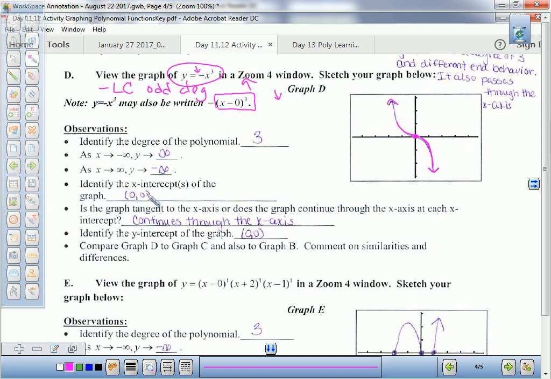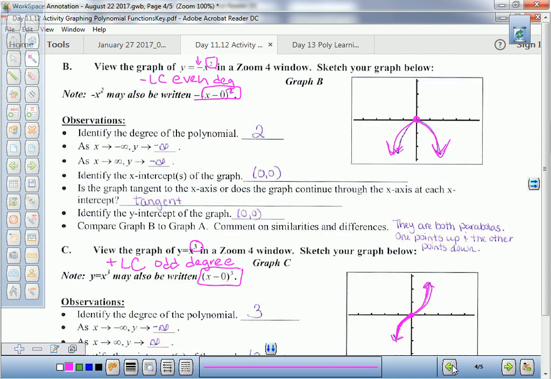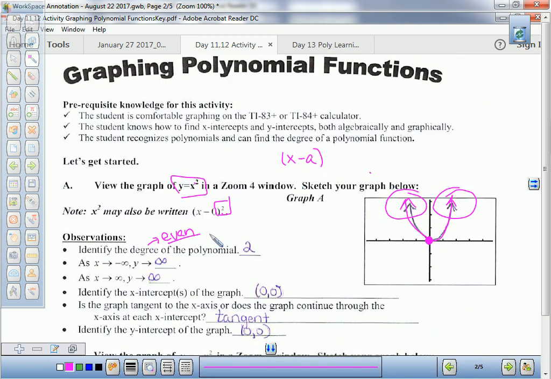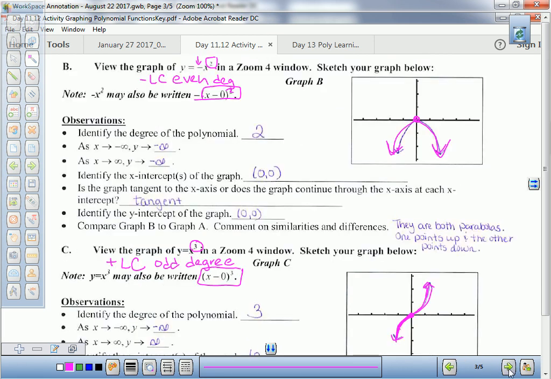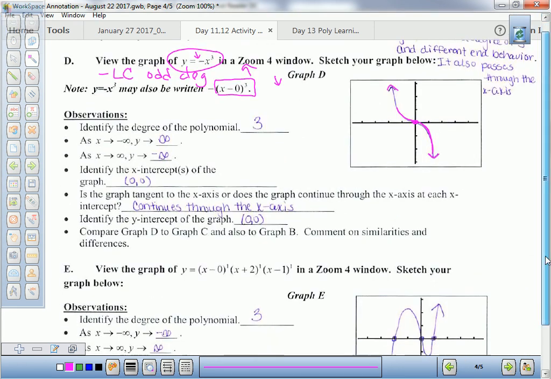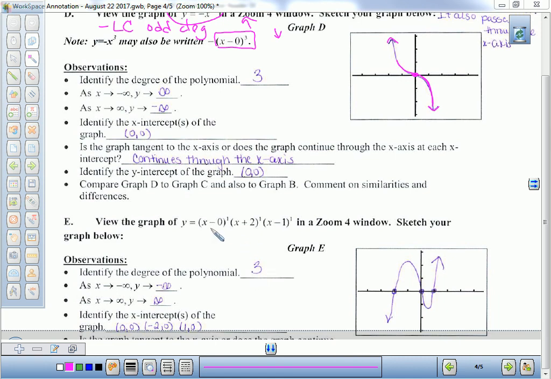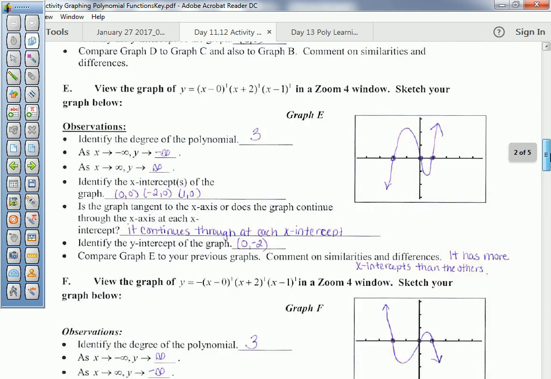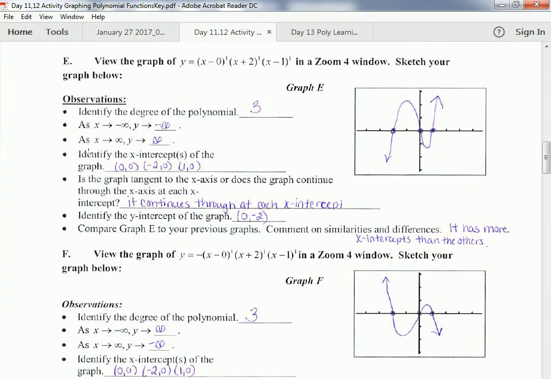Now, so far, everything we've done has only had x-intercepts at 0, 0. But so far, every time we got the equation, we could write it as x minus 0 to a power. Let's go back and look. X minus 0 to a power, x minus 0 to a power, x minus 0 to a power. So the next one takes it a little further. We still have x minus 0, which really could just be x. But then we have x plus 2 and x minus 1. So let's investigate what changes that caused in our graph.